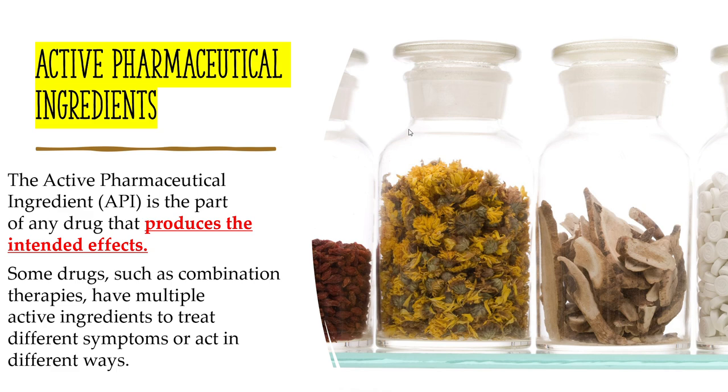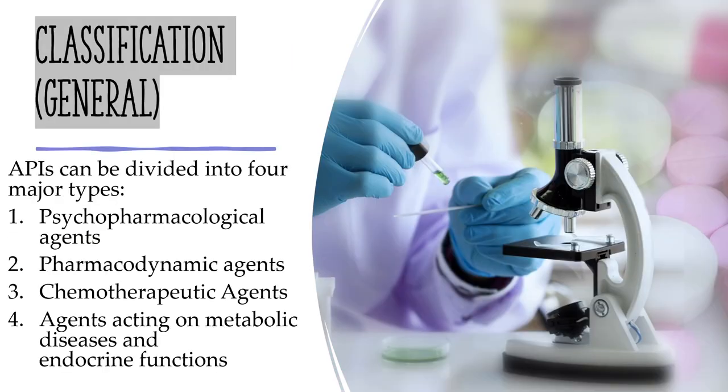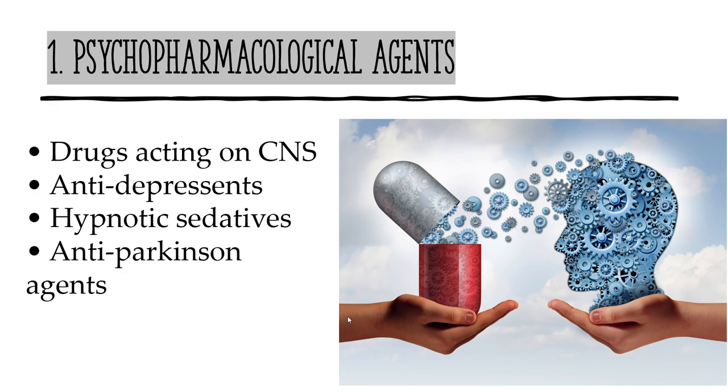Next come the active pharmaceutical ingredients. An active pharmaceutical ingredient is the part of any drug that produces the intended desired effect, like acetaminophen. Some drugs also contain combination therapies, so there are many active ingredients. It can be 2, 3, or even 4. We can also classify the APIs on the basis of psychopharmacological agents, pharmacodynamic agents, chemotherapeutic agents, and agents acting on metabolic disease and endocrine functions.